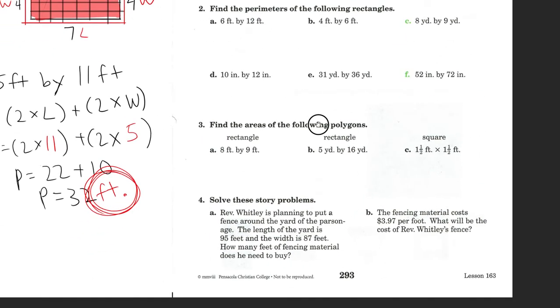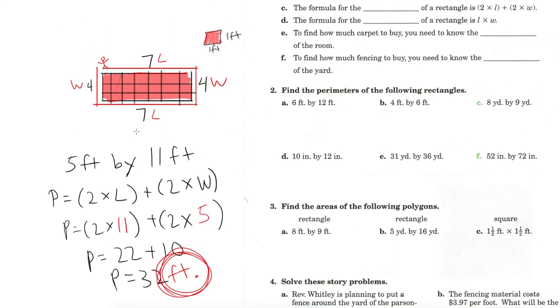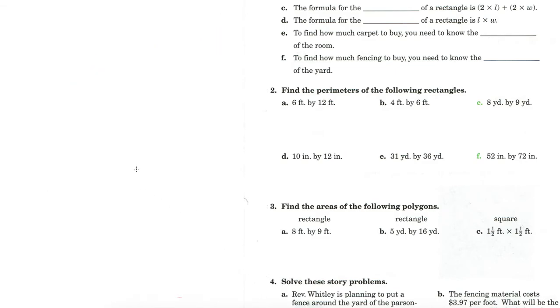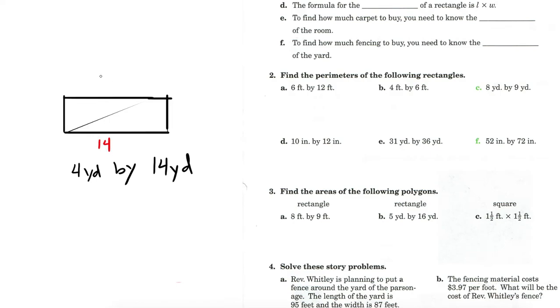So find the areas of the following polygons. So a rectangle. We have a rectangle here. I'm going to do an example problem instead. So let's say this rectangle is, instead of 8 by 9 feet, let's do 4 yards by 14 yards. Okay, so 14, 14, 4, and 4 yards. All right.